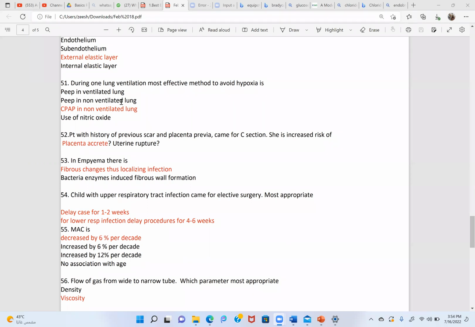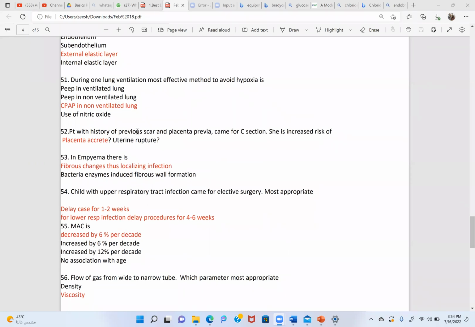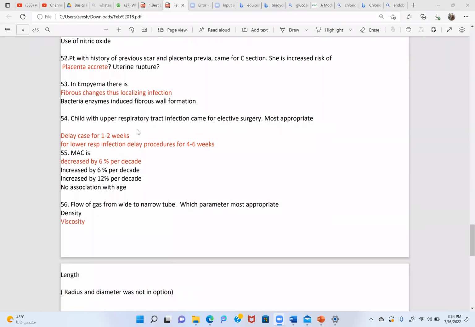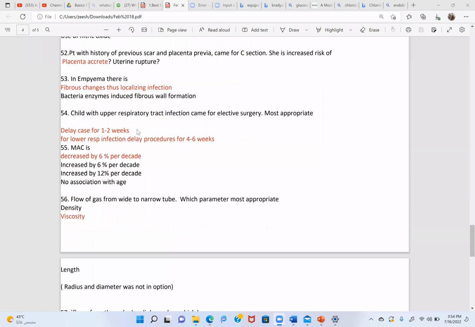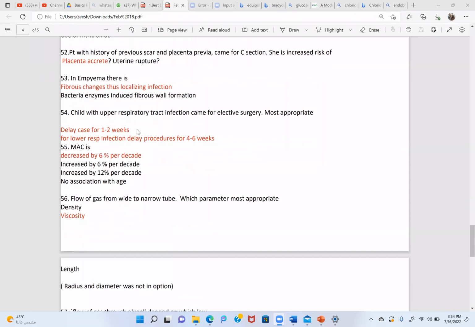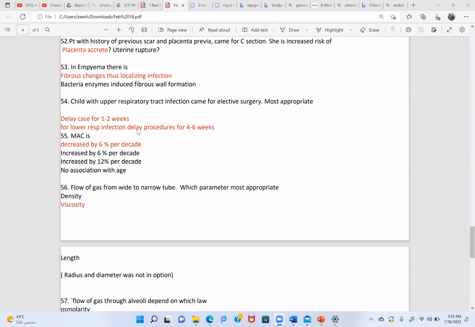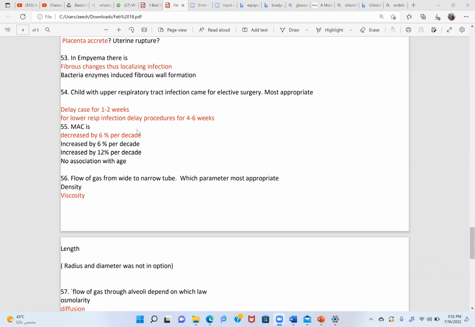Patient with history of previous scar and placenta previa has increased risk of placenta accreta. Okay, fine. In empyema, there are fibrous changes, thus localizing infection. I don't know what they want to ask. Empyema is a localized infection. Yes, the answer is fine.